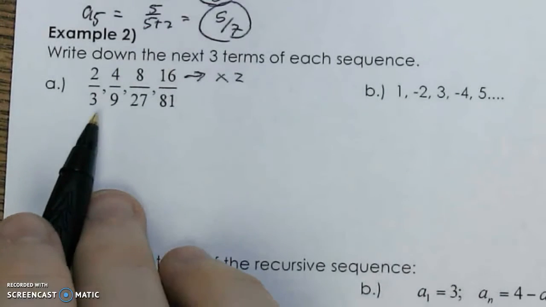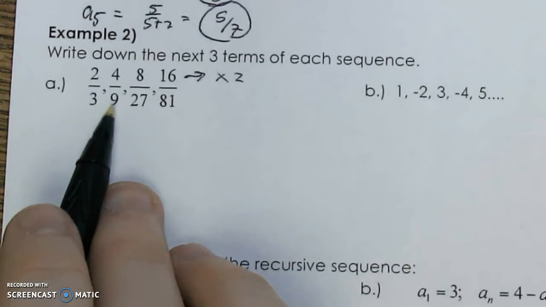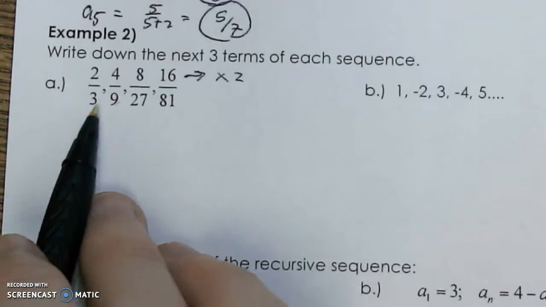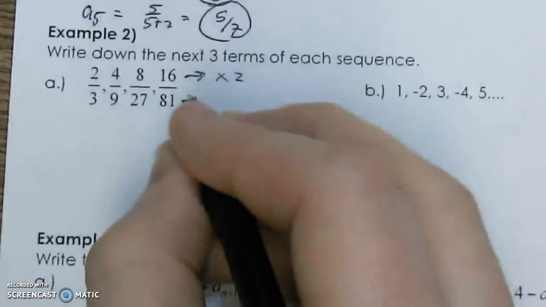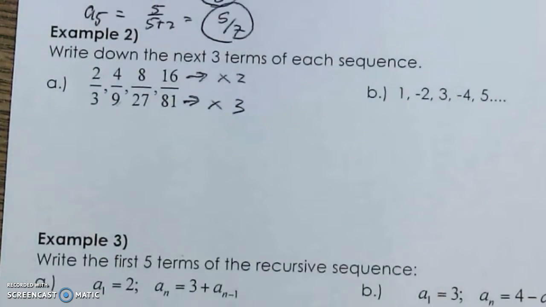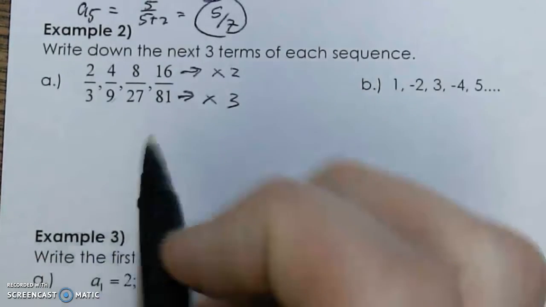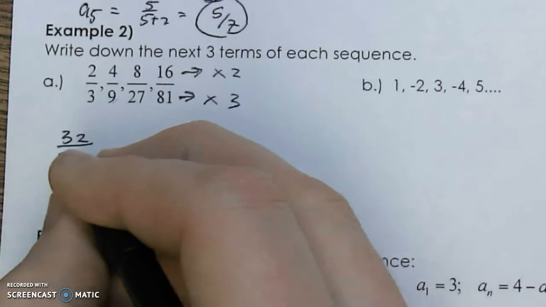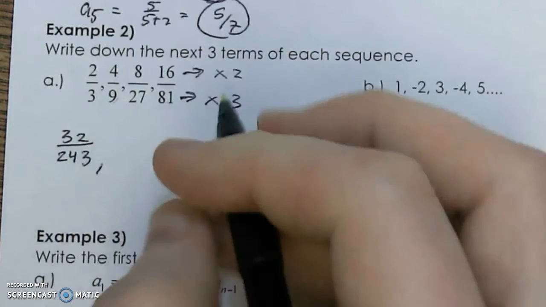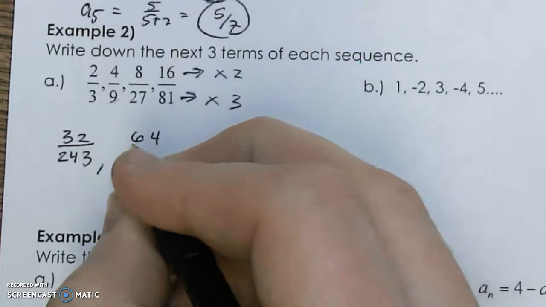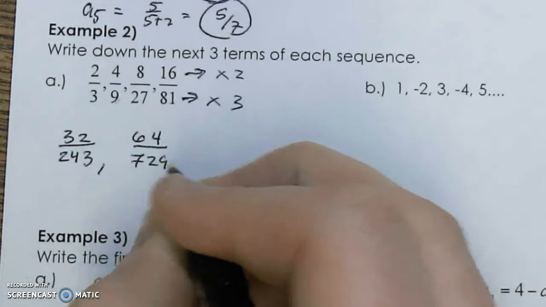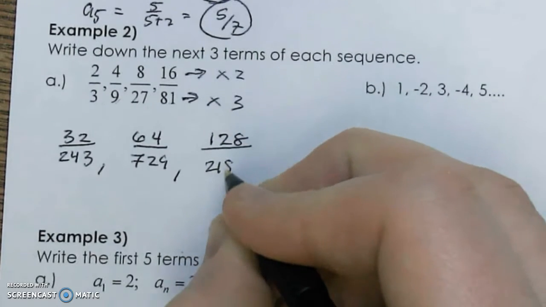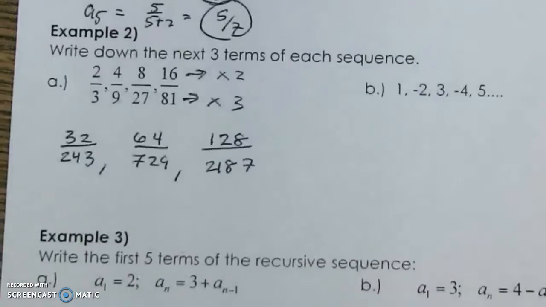And on the bottom, that could be 3 squared, but that's not squared. That could be plus 6, but that's not plus 6. It could be times 3, and that is what's happening. We're multiplying by 3. So if I get my next 3 terms, I'm just going to multiply 16 by 2 and 81 times 3. And then multiply the top by 2 again, and the bottom by 3. And the top by 2, and the bottom by 3. So those would be my next 3 terms.